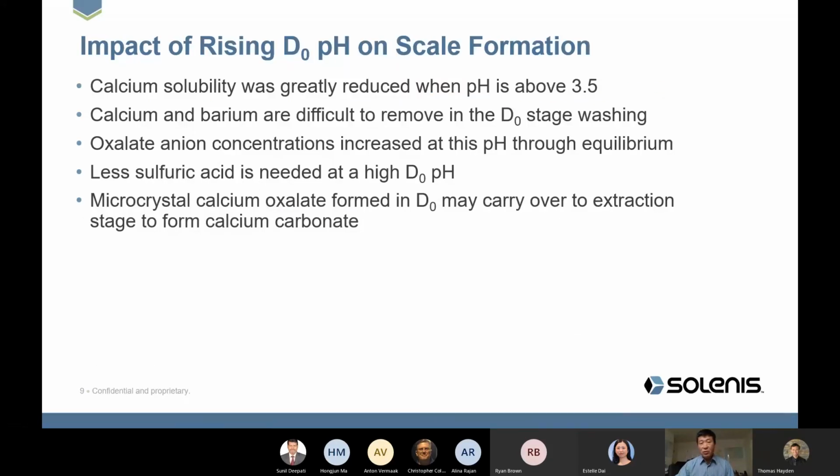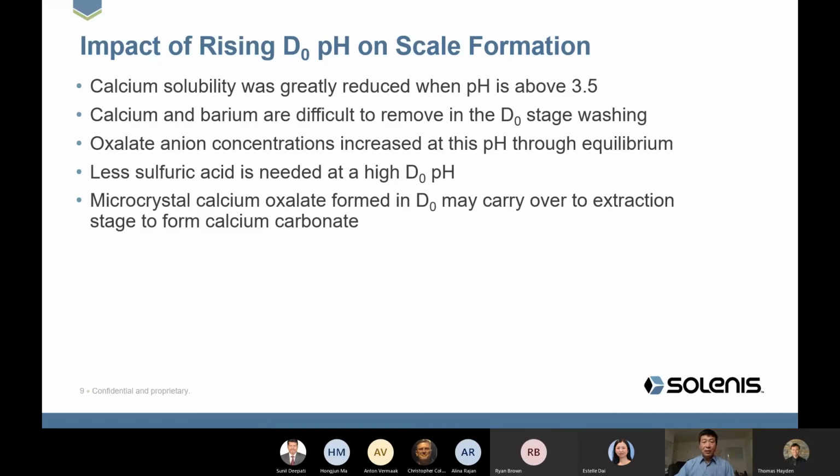So when you increase D0 pH, there are some changes, especially related to scale components. The calcium solubility is greatly reduced when the pH increases to 3.5. The calcium and barium are very hard to remove during D0 stage washing. Also, the oxalate ion concentration is going to increase because of the pH change and equilibrium.